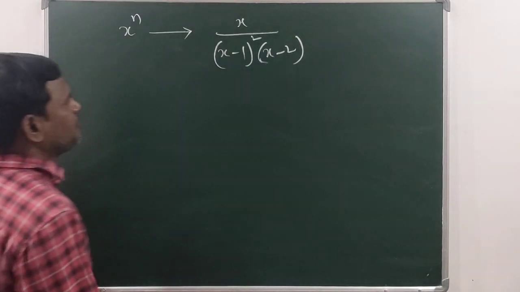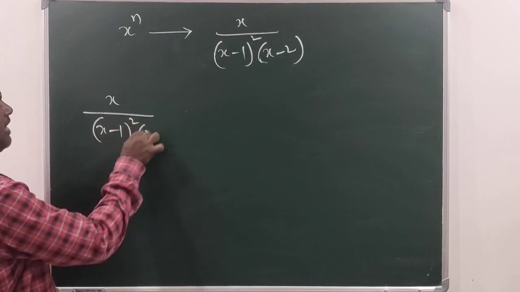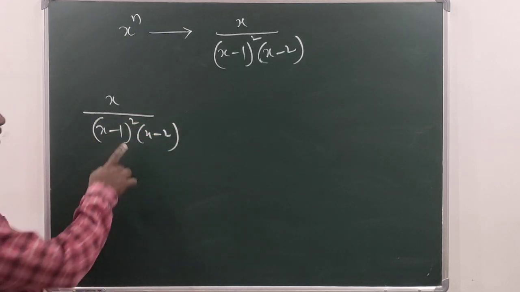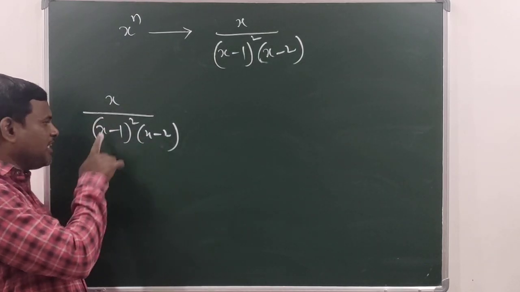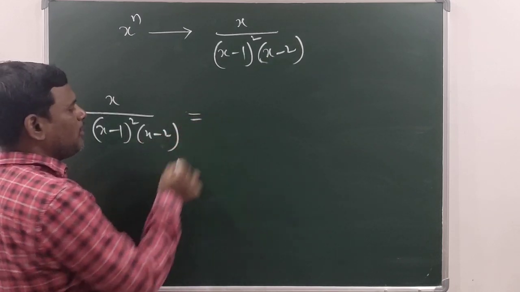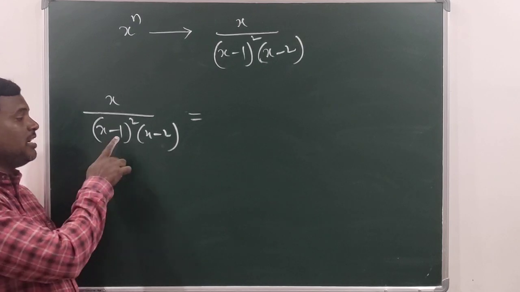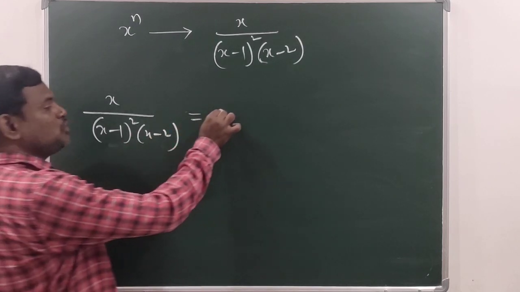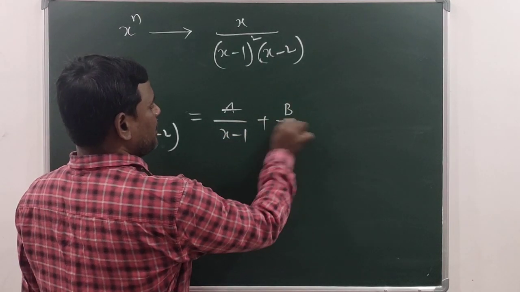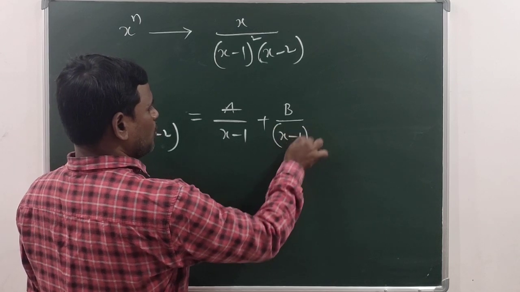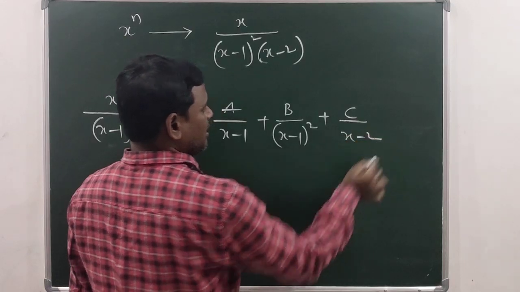How do we resolve? See here, x by x minus 1 whole square and x minus 2. So here the denominator contains a non-repeated linear factor and a repeated linear factor. In this type of applications, we have to resolve into partial fractions. Here whichever one is repeating, that should be written like this: a by x minus 1, b by x minus 1 whole square, plus c by the non-repeated linear factor x minus 2.